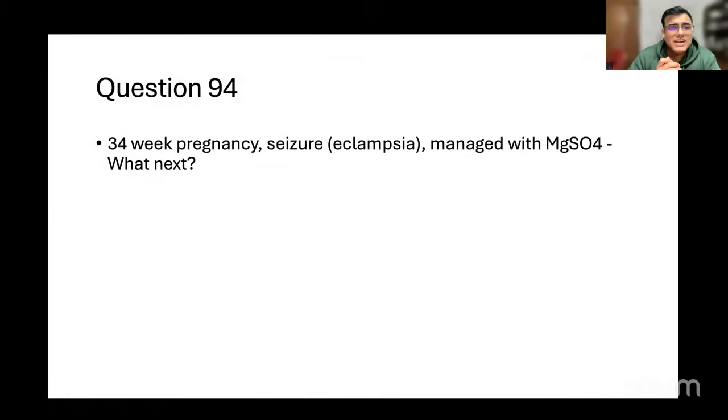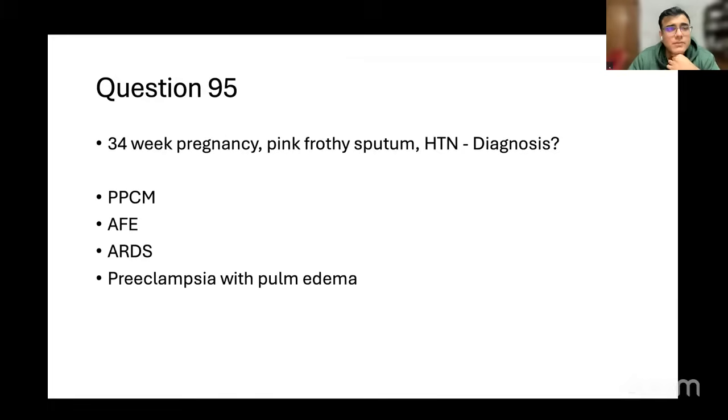Question 94: 34-week pregnancy, seizures, eclampsia, managed with magnesium sulfate. What is next? At 34 weeks, deliver. Delivery would have been one of the options, I'm pretty sure, and that would have been the correct answer. Let me know if that was not the case.